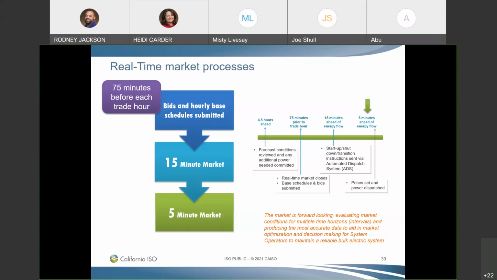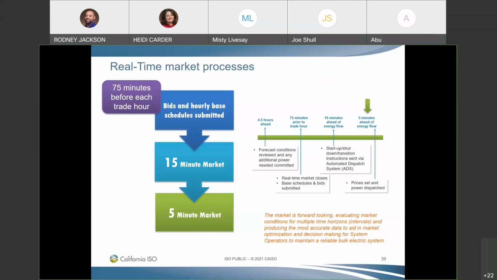Inputs into the real-time market include day-ahead results, resource parameters, real-time system information, energy bids, outage information, and the transmission line information. The market results generate the real-time dispatches, ancillary service awards, and startup and shutdown instructions. In the 5-minute time frame, the 5-minute prices are set, and energy is then dispatched.